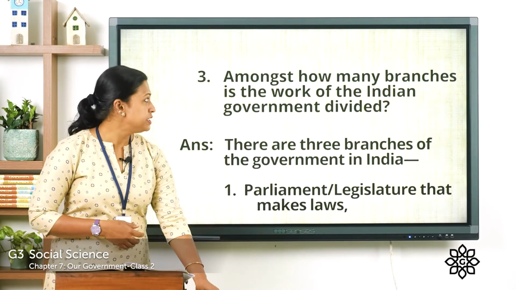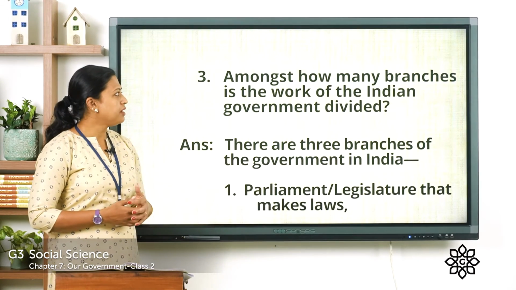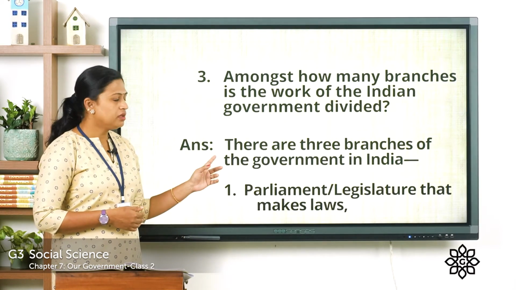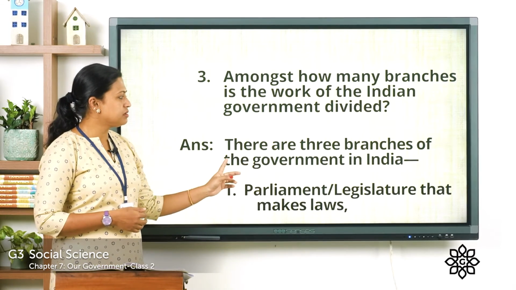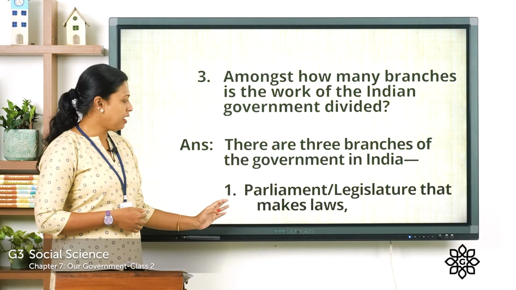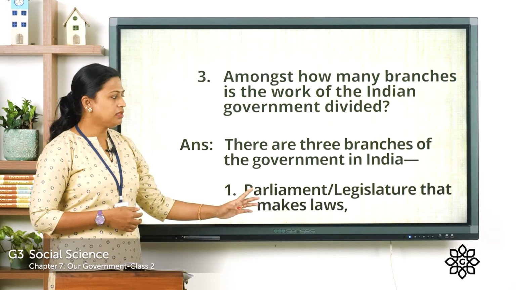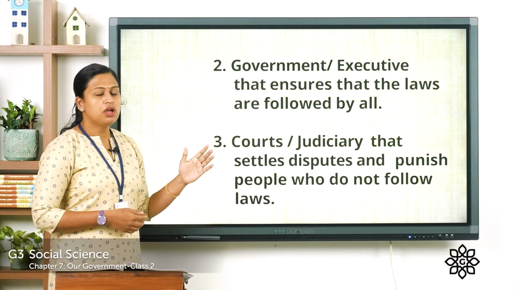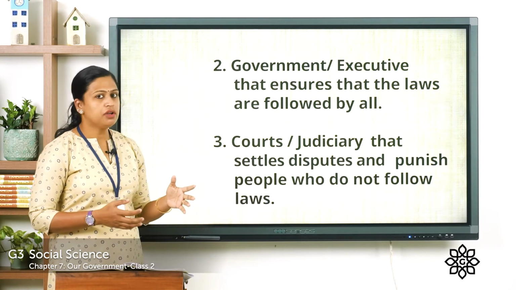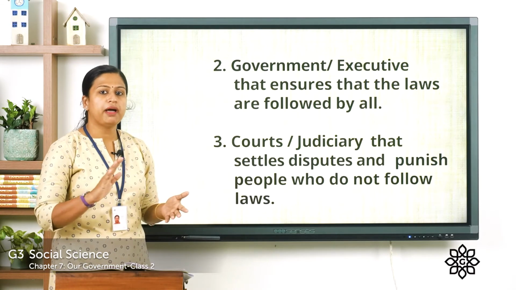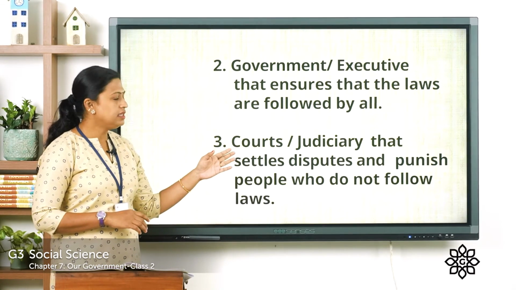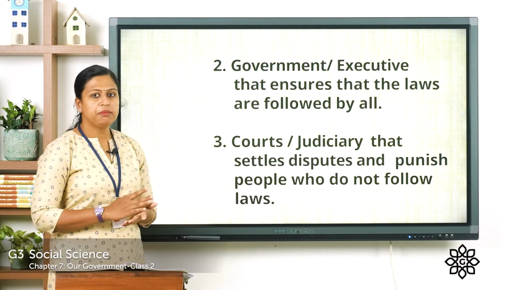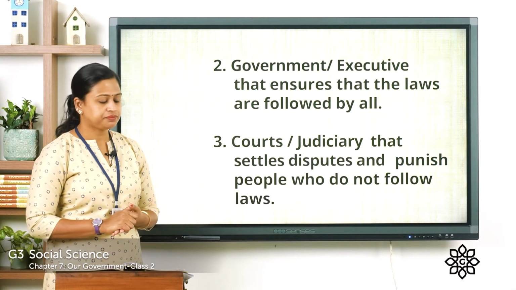Now, the third question is, among how many branches is the work of the Indian government divided? The answer is, there are 3 branches of the government in India. They are, first one, the parliament or the legislature that makes law. Second is the government or the executive that ensures that the laws are followed by everyone. Third is the courts or judiciary that settles disputes and punishes people who do not follow the laws.